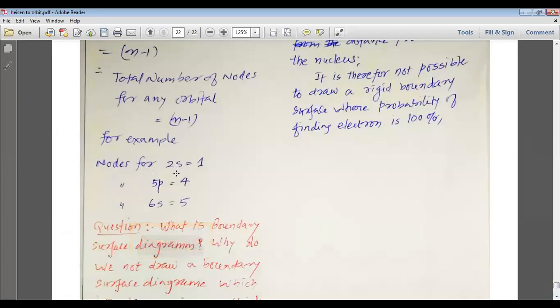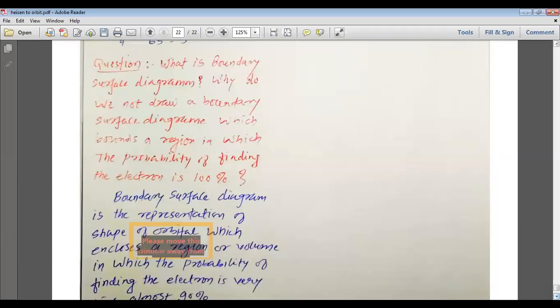For example, for a 2s orbital, the principal quantum number is 2, so the number of nodes will be 2 minus 1, that is 1. If we have the 5p orbital, then the principal quantum number is 5, and that is why the number of nodes would be 5 minus 1, that is 4. If we have the 6s orbital, then the principal quantum number is 6, and that is why the number of nodes would be 6 minus 1, that is 5. So this is how, my dear students, we can calculate the number of nodes.